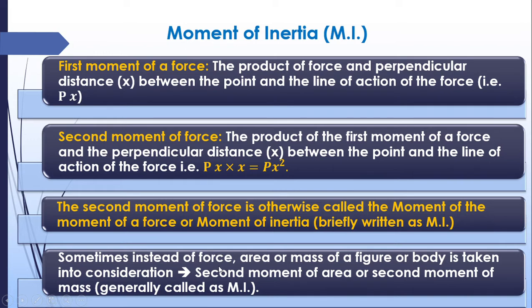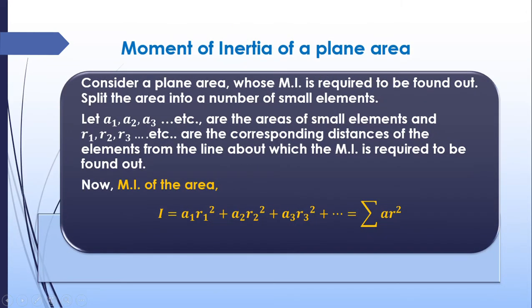Sometimes instead of force we can take area or mass. I have discussed this when we were covering the center of gravity. For a plane lamina we can take area, for other cases we can take forces, and in some cases we can take mass or density. So instead of force we can take area, mass, etc. But we have to square the distance along with this. Whether it is force, area or mass, we have to square the distance. So it is generally known as moment of inertia. We'll see more about it.